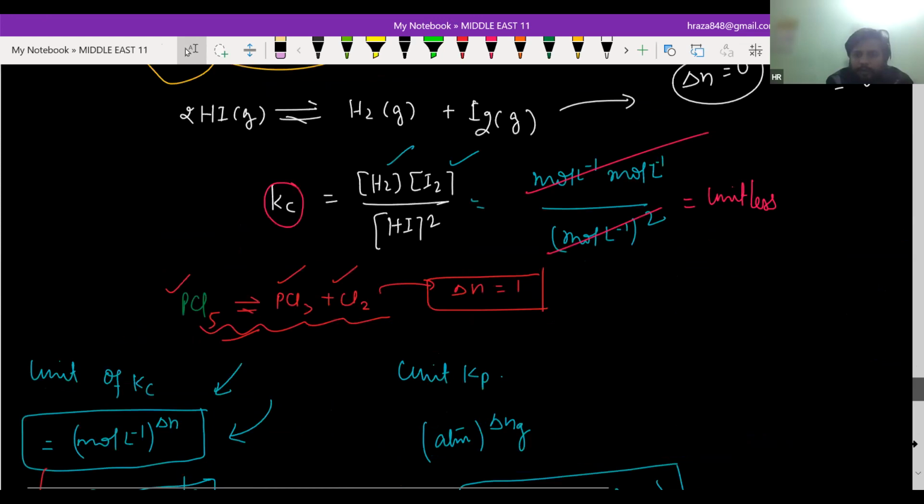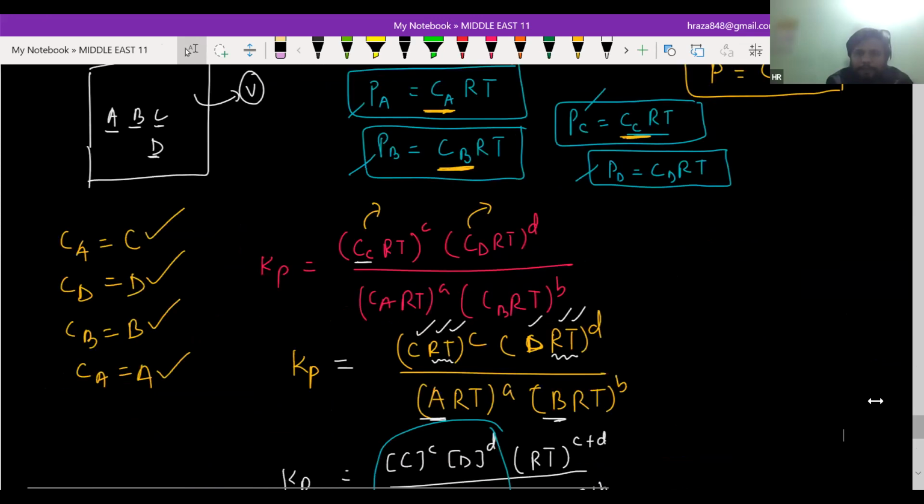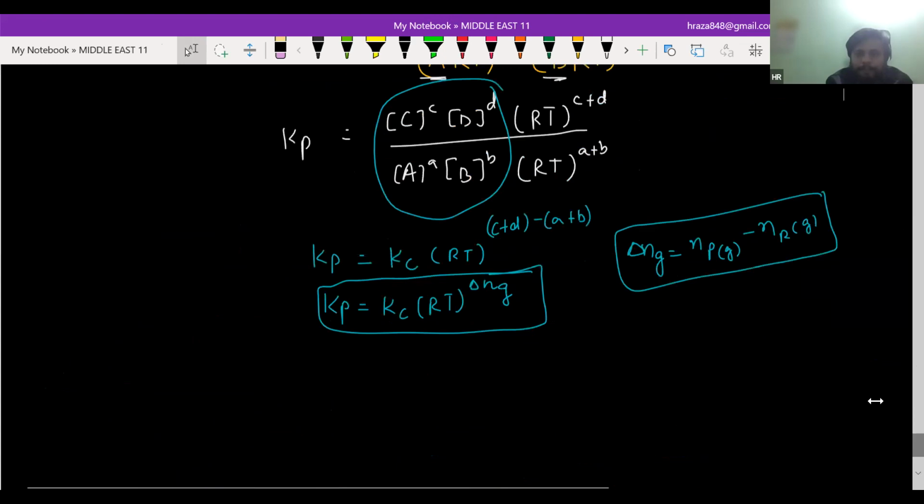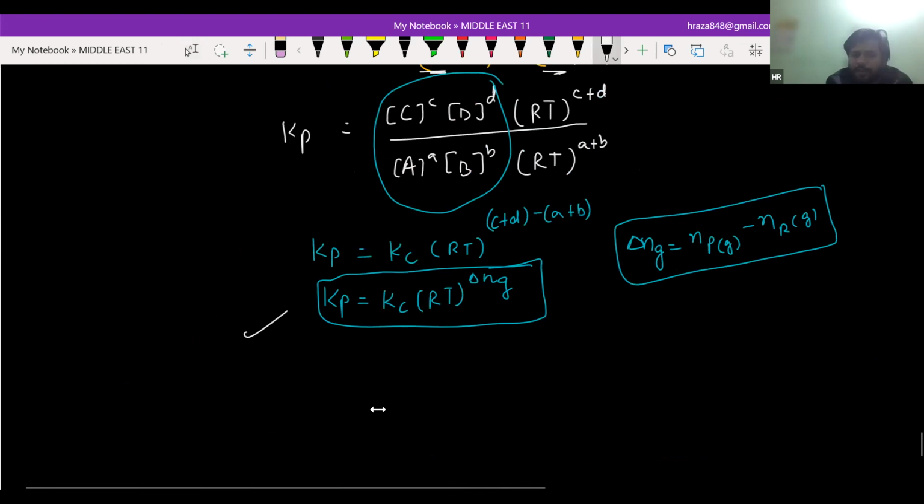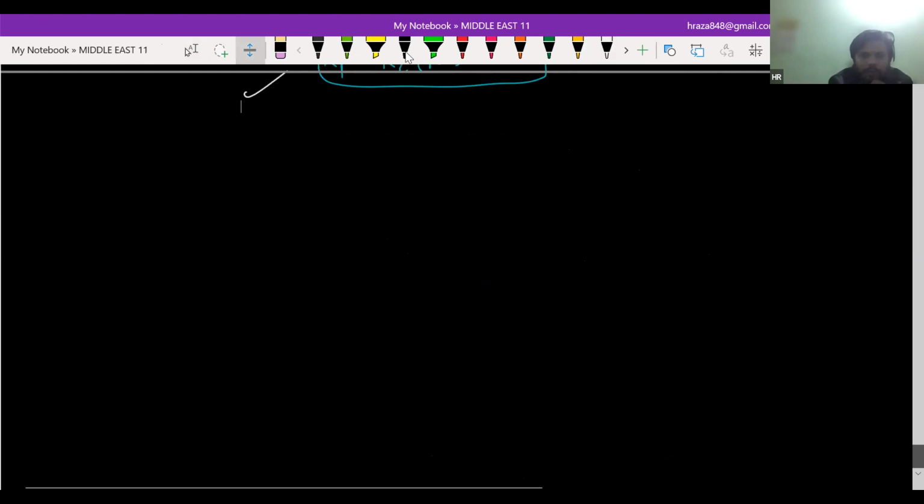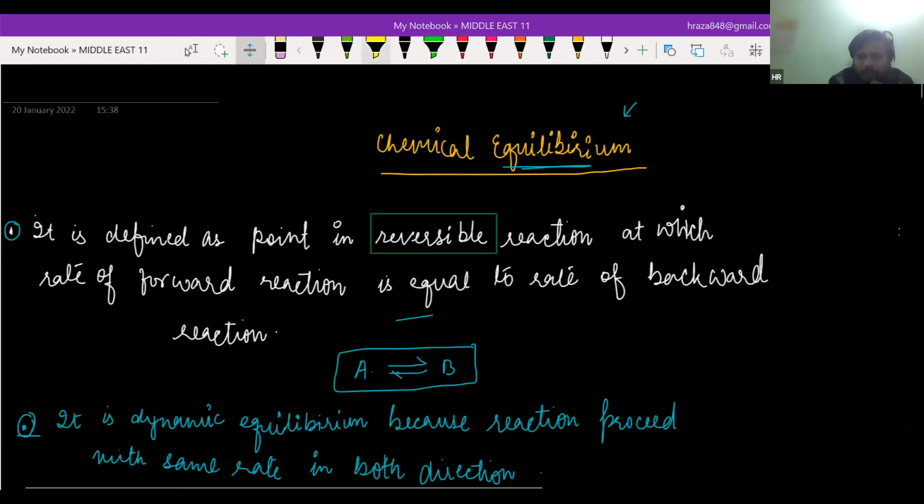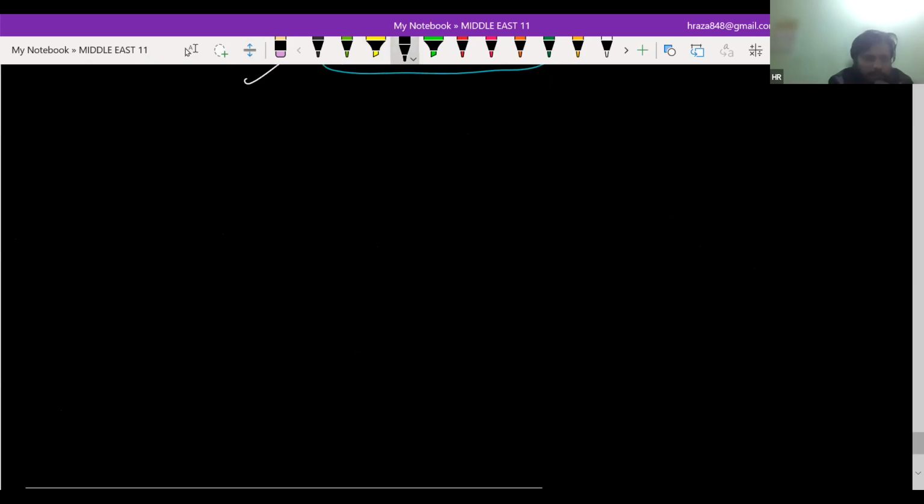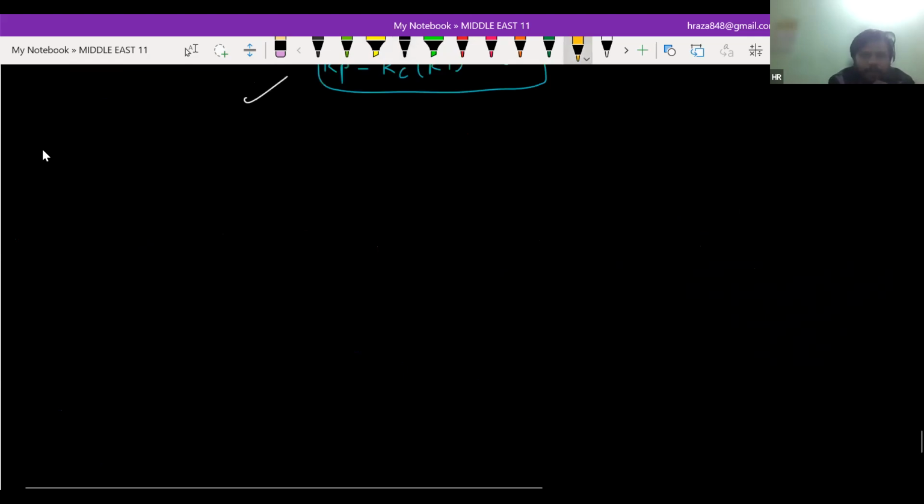We had a relation between Kp and Kc. That is basically Kp is equal to Kc RT raised to the power delta Ng, right? So I'm going to make 3 cases of this. Okay, we're going for case 1.